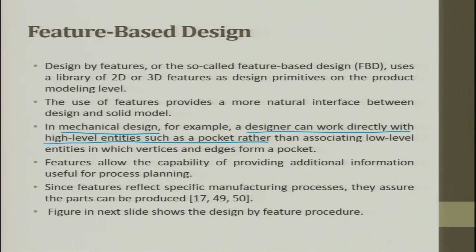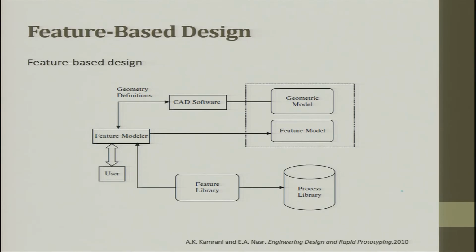The feature allows the capability of providing additional information useful for planning. Since the features reflect specific manufacturing processes, they assure the part can be produced. So, the feature based design: you see here a CAD software, geometric model, feature model. So, you pick the feature from the feature library, a process library is there, you try to get it and then see what is going on.